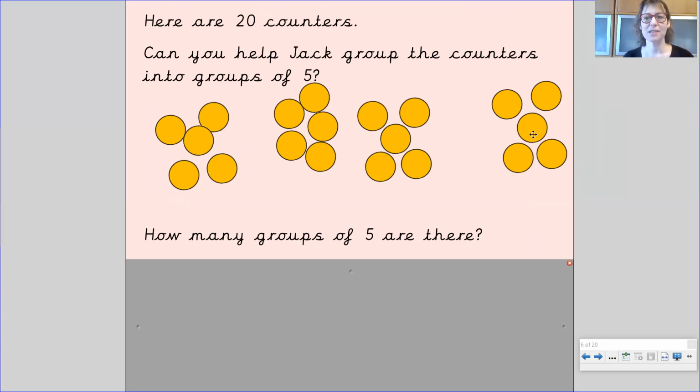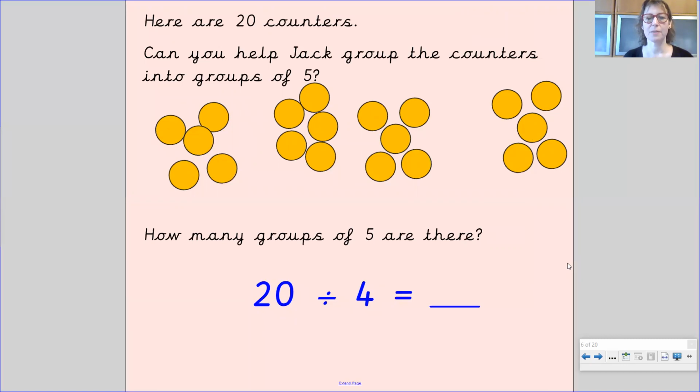Can you write the division sentence? So how many did we start with? How many groups have we made? And how many in each group? Pause the video if you need more time. We had 20 to start with. We have got 4 groups and we have got 5 in each group.